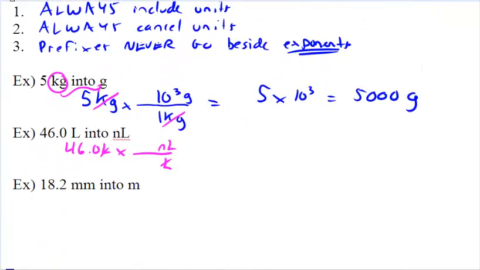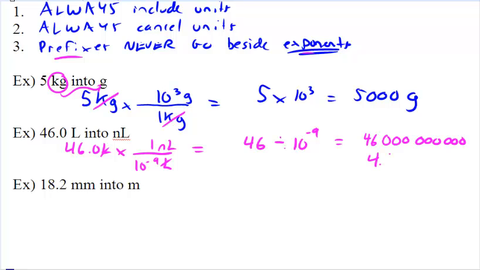So if we look, we just said that prefixes never go beside the exponents, so that's why that 10 to the negative 9 has to go here. When we put this into our calculator, we're going to get 46 divided by 10 to the negative 9, which is going to be 4, 6, and 9 zeros after it. For people that have done scientific notation, all we have to do is put the decimal with one digit in front of it and count the zeros. 1, 2, 3, 4, 5, 6, 7, 8, 9, 10. And that would be nanoliters.